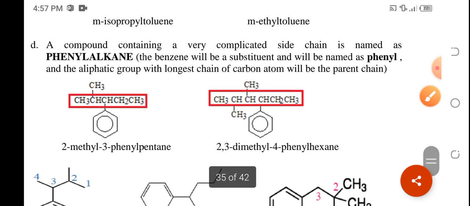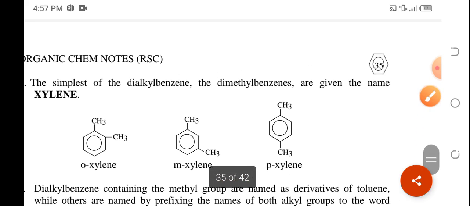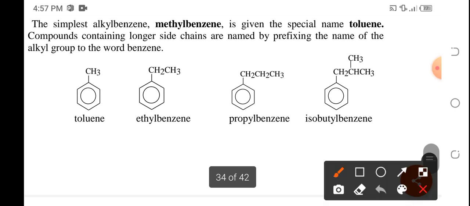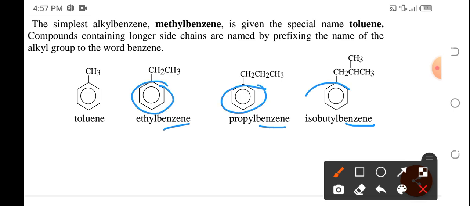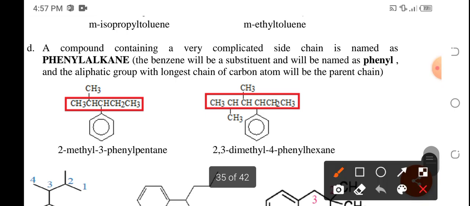However, if the aliphatic chain attached to the benzene ring is very complicated, such as this one, the benzene ring is now treated as a substituent, and it will not be named as benzene anymore because it's a substituent. Take note that benzene is only used if it is the parent chain, like this one. If the benzene ring is treated as the parent chain, it will use the word benzene. However, if the benzene ring is treated as a substituent, it will use the word phenyl.